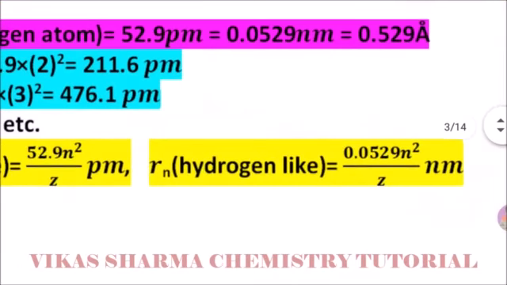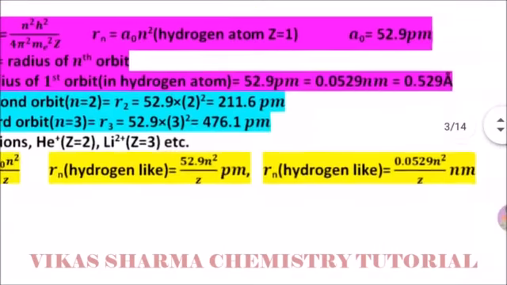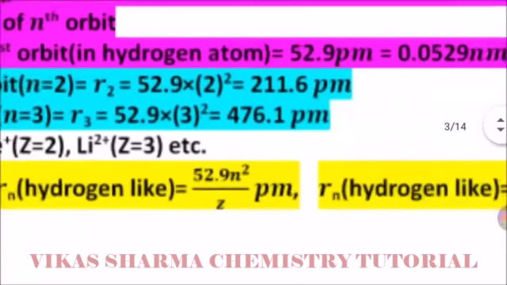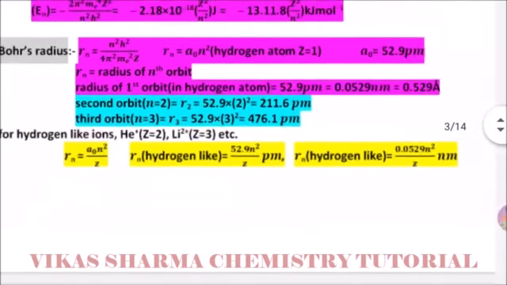By putting in these values, you can easily calculate the radius of an atom which has one electron in its shell. So we use this type of formula. Kindly remember and write it down also.